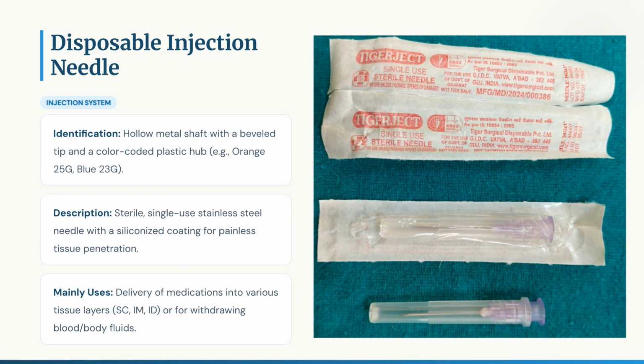The disposable injection needle is a sterile, stainless steel needle with a color-coded hub. It delivers medications into various tissue layers or is used for withdrawing blood and body fluids.